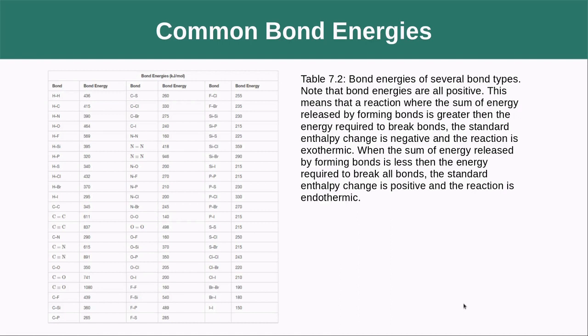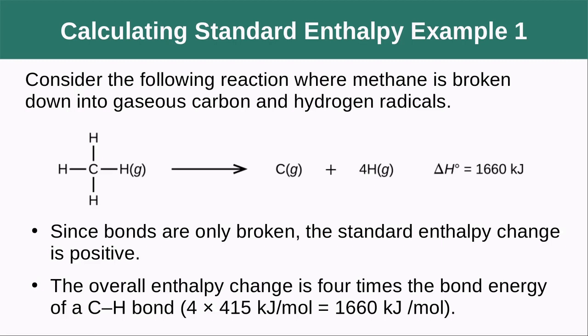Here are the bond energies for various different bonds. This is a table that you're going to see in your book, table 7.2, and you're going to need this for the homework, so you should go check that one out in the text. Let's consider the following reaction. We have methane, and we're going to break that down into a carbon atom and 4 hydrogen atoms. We're putting energy in to break those bonds. We see that our delta H, or standard enthalpy, is positive. Since bonds are only broken, the standard enthalpy is positive. The overall enthalpy change is 4 times that of a C-H bond.